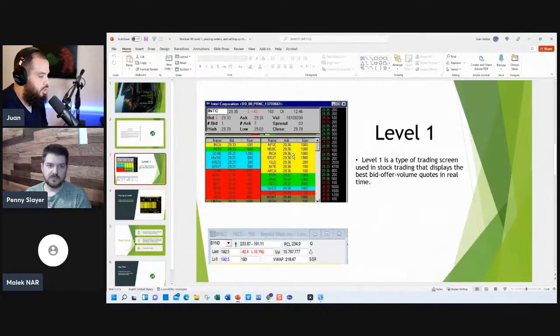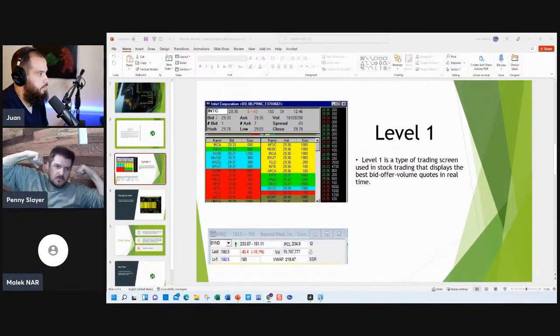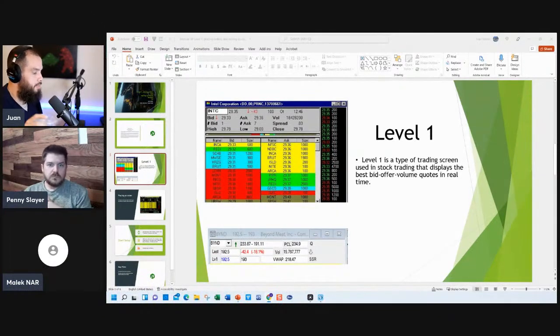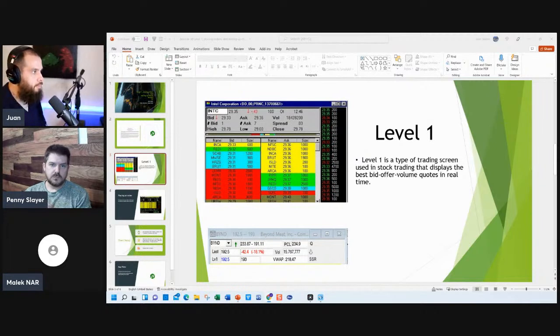Malik, do you use level 2 a lot when you're making decisions, or somewhat? Yeah, I mean, level 2 kind of shows me where there's sellers stacked, like sellers all on this penny line and that penny line. But when I don't see those sellers, it's probably a good time to take that position.